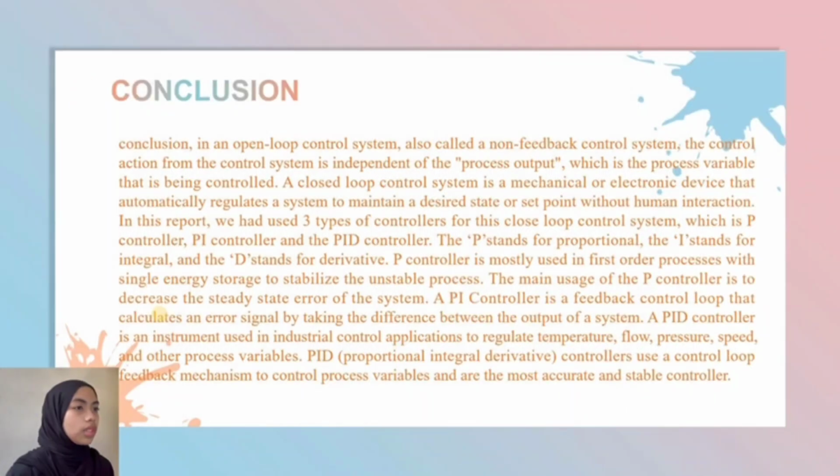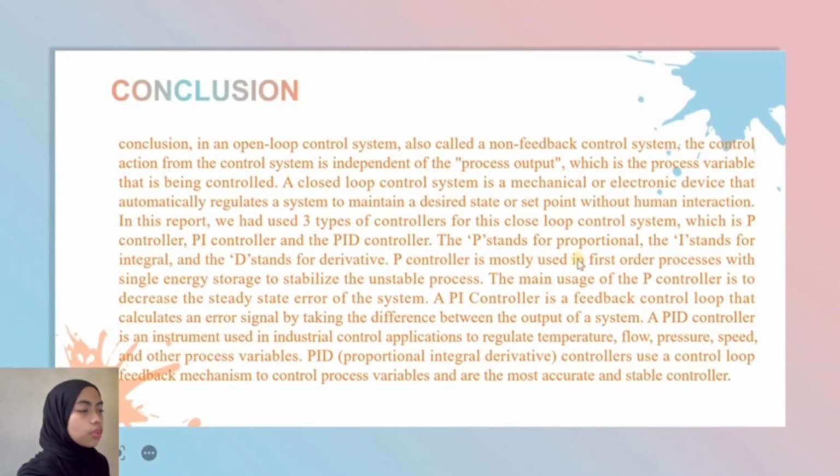So the conclusion is, an open loop control system, also called a non-feedback control system, has control action independent of the process output, which is the process variable that is being controlled. We have three types of closed loop control: the P controller, PI controller, and PID controller. P is for proportional, I stands for integral, and D for derivative.